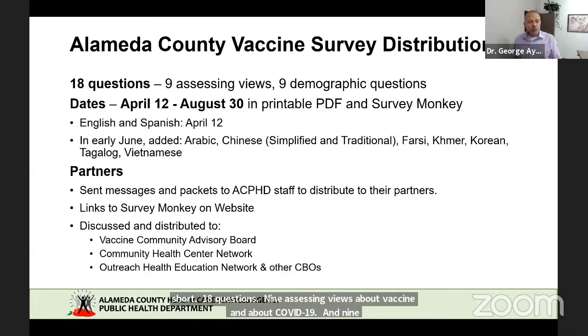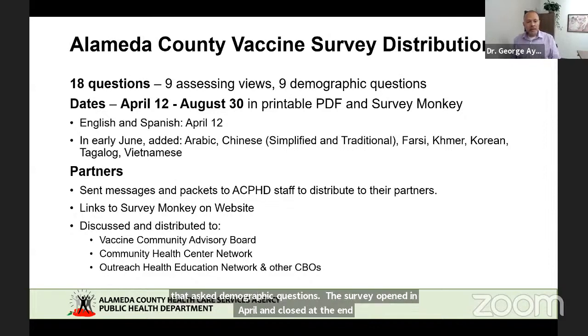The survey was short, 18 questions, 9 assessing views about vaccine and about COVID, and 9 that asked demographic questions. The survey opened in April and closed at the end of August. And we did the survey in 2 ways. We had a printable PDF that providers could use to take survey responses and then enter them. And then the survey itself was programmed in Survey Monkey. We offered it in English and Spanish initially, but then we opened up to other languages, and you see them there. I think there were 10 total.